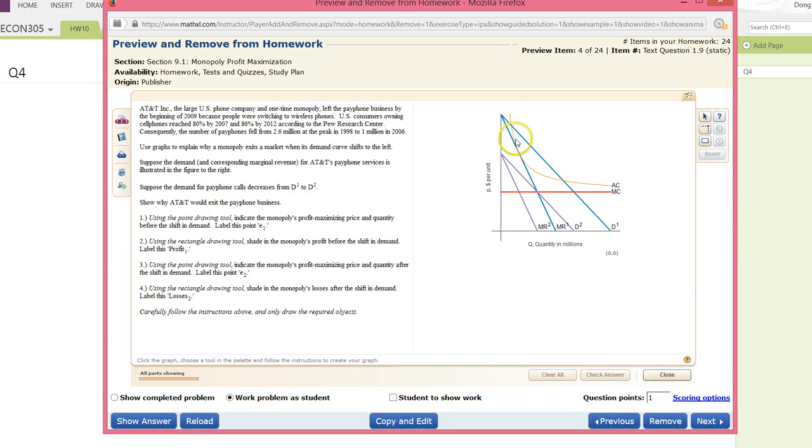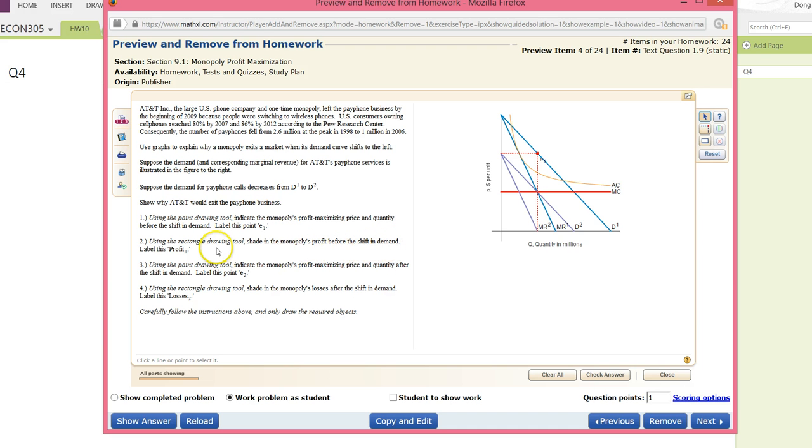So for this case, for the original demand curve, the original marginal revenue curve is MR1, and the marginal cost curve does not change. So their intersection is here, and we use the point drawing tool. But this point only determines the output, because for the price, it has to be on the demand curve. So the equilibrium point is right here. This is our E1.